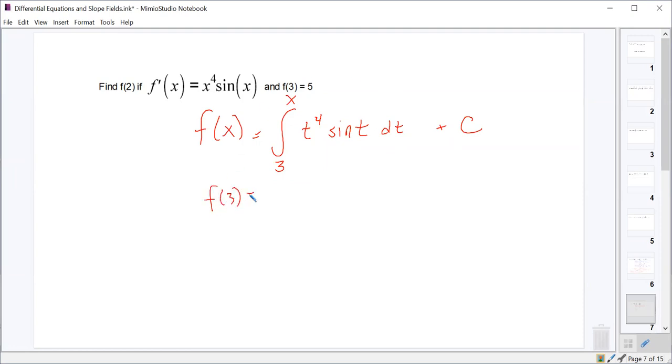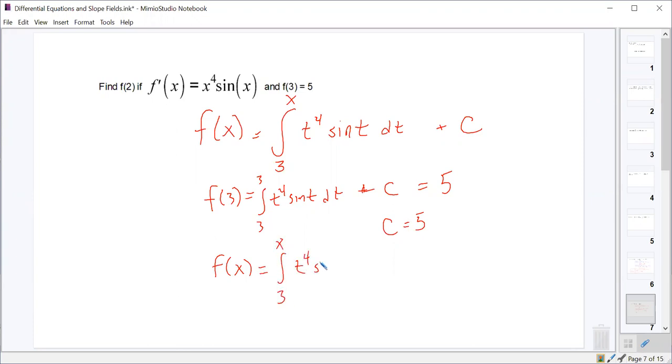So f of 3 is the integral from 3 to 3 of t to the 4th sine t dt plus some constant, and that needs to equal 5. And so what does our constant come out to be? It's going to be 5. Good, okay. So that tells us that f of x is equal to the integral from 3 to x of t to the 4th sine t dt plus 5.